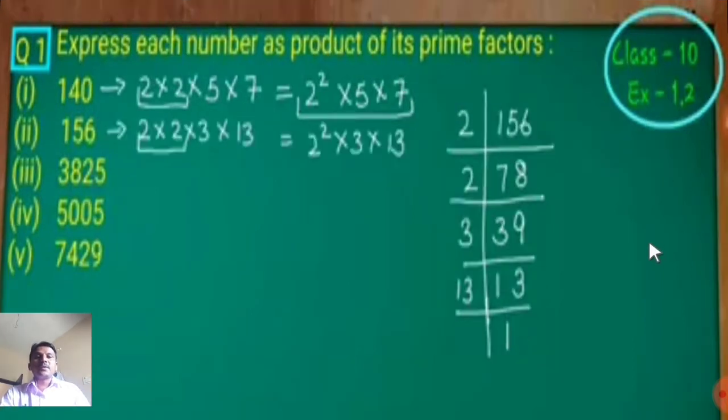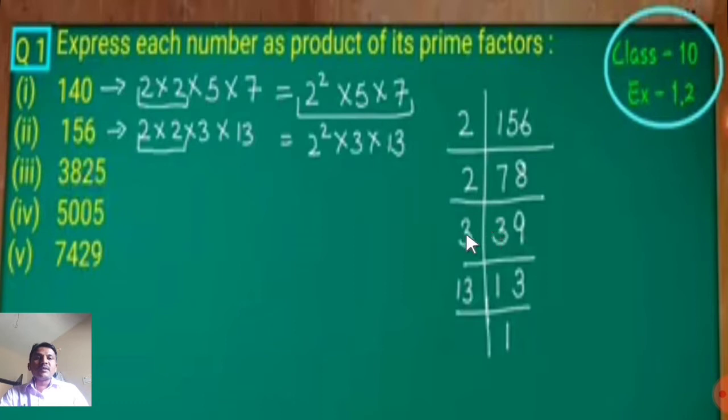Next, 156. This number is also divisible by 2, so you have to start from 2. 2 7s are 14, in 15, 1 is remaining, 1 6 16, 2 8s are 16. Again it is divisible by 2. 2 3s are 6, 1 is remaining in 7, 1 8 18, 2 9s are 18.